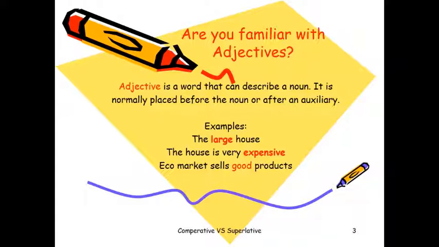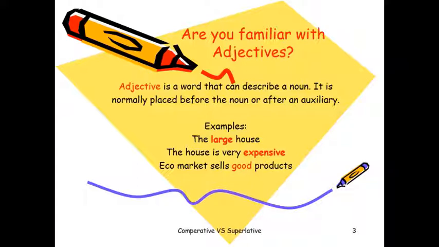So let's analyze the three models. The large house: in this case, large is the adjective and is positioned before the noun. The house is very expensive: in this case, expensive is the adjective and it is positioned after the auxiliary verb to be. Eco-market sells good products: the adjective good is positioned before the noun.